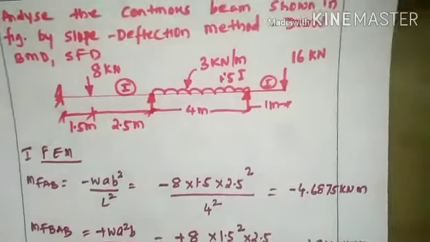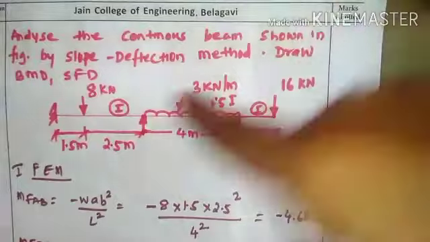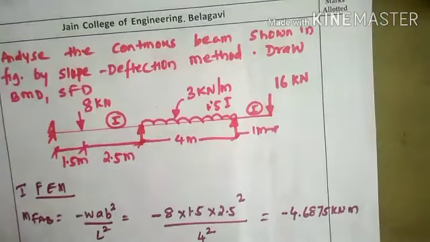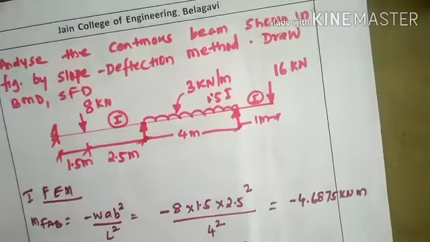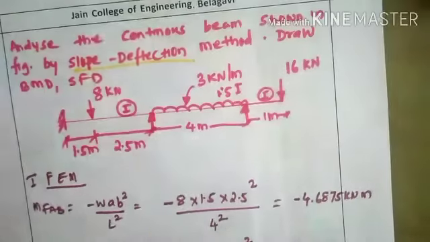come across. Now here in this particular problem, analyze the continuous beam shown in figure by slope deflection method. Draw bending moment diagram and shear force diagram. Now the given statement of the problem has a diagram which has already been given, and with the help of this particular diagram we are supposed to solve by a method called slope deflection method. So this is the method that we are going to use to solve the unknowns, that is, the indeterminate structure, by slope deflection method.